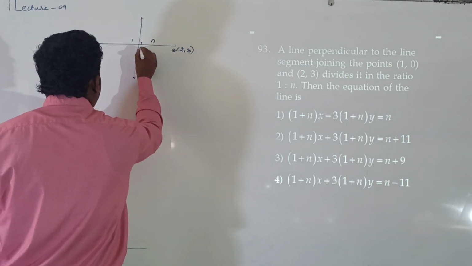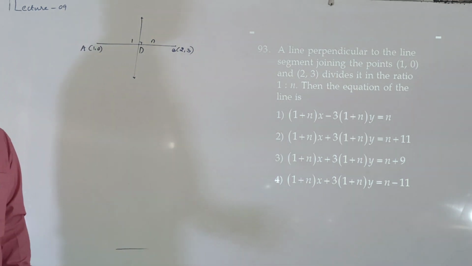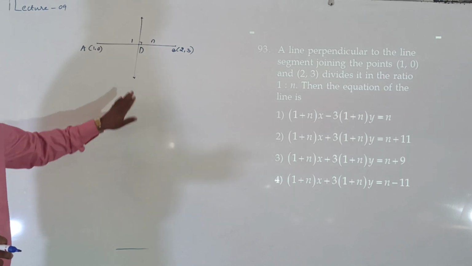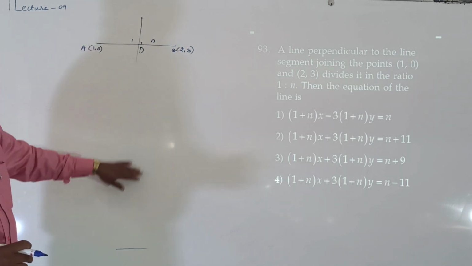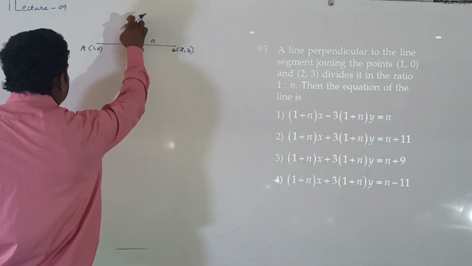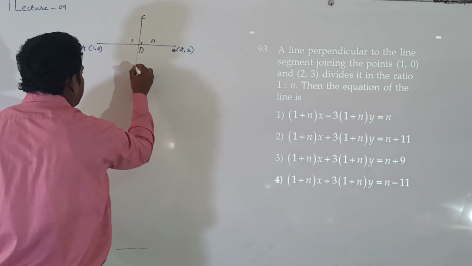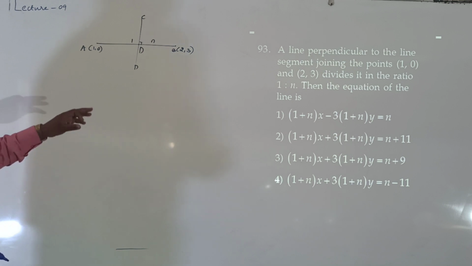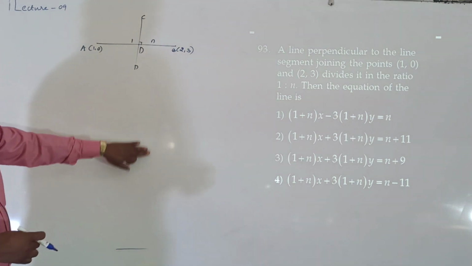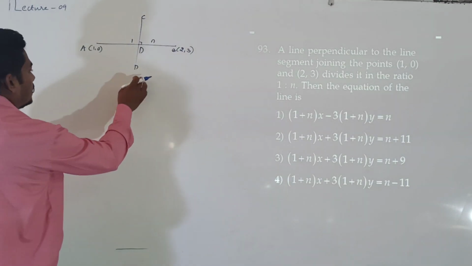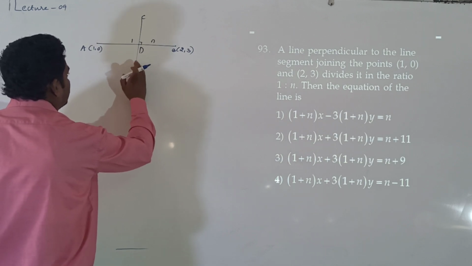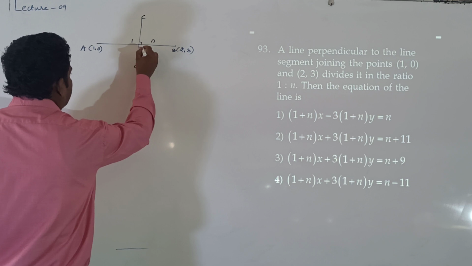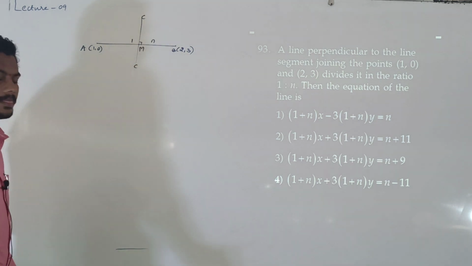First find the coordinates of D. Take this point as D. Before that, tell me what is the slope of our required line. Take it as CD. If you take this as CD, then this point is taken as some M, right?